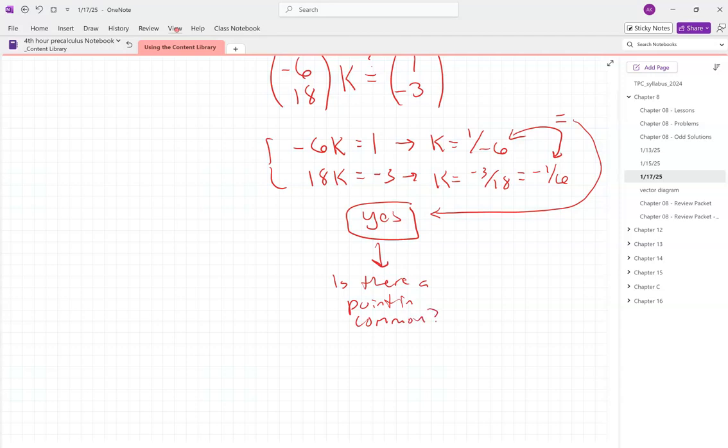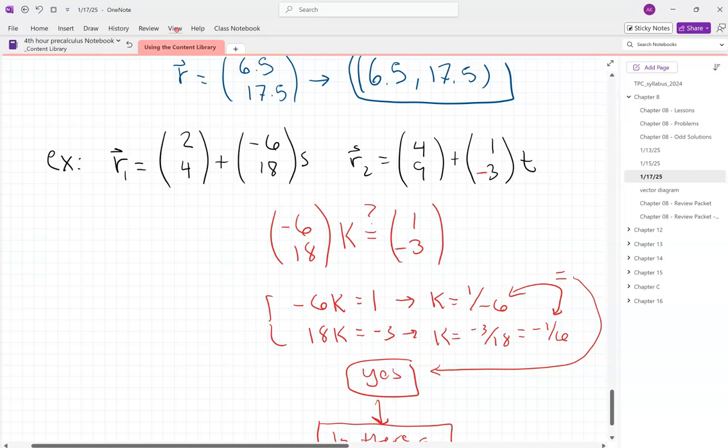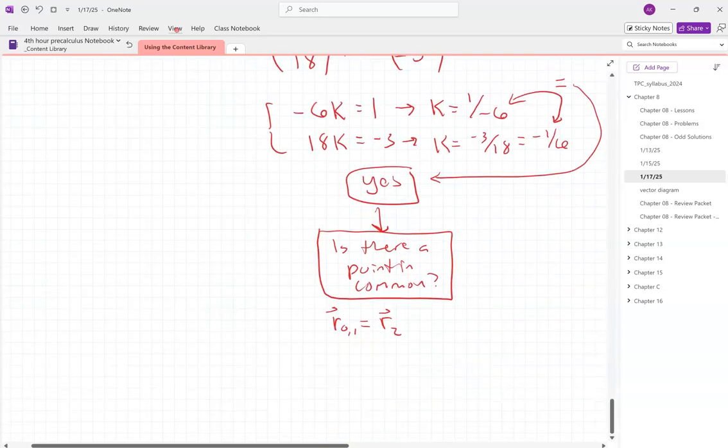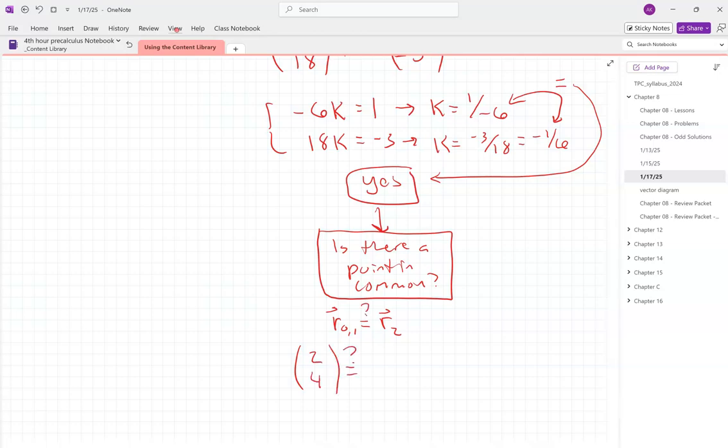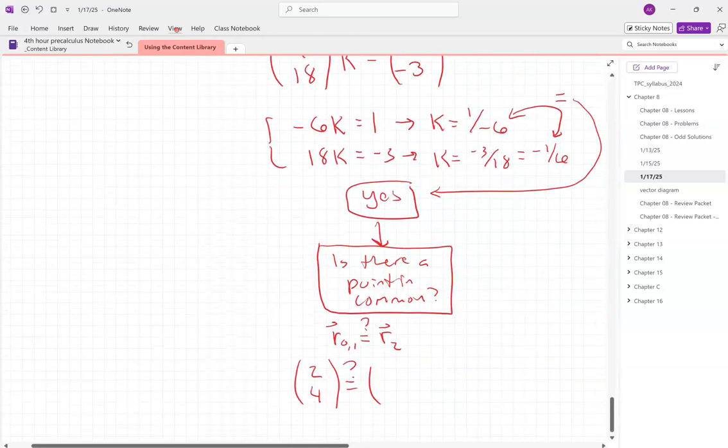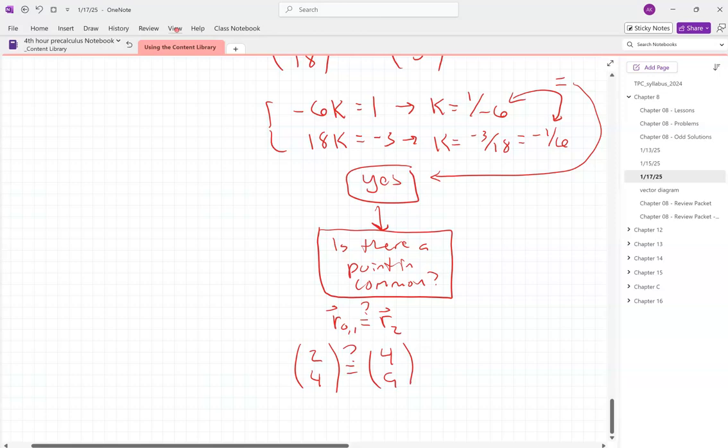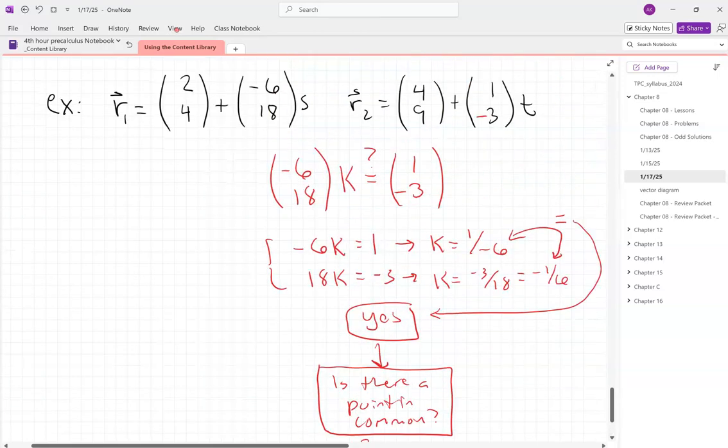So now we're going to ask, is there a point in common? What I'm doing is I'm going to take the point vector from the first equation and see if it's a part of the second equation. So the point vector from R1 is (2, 4). And I want to see if that's a member of R2. So that's (4, 9) plus t times (1, -3).